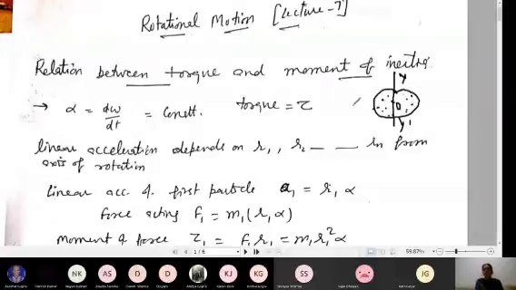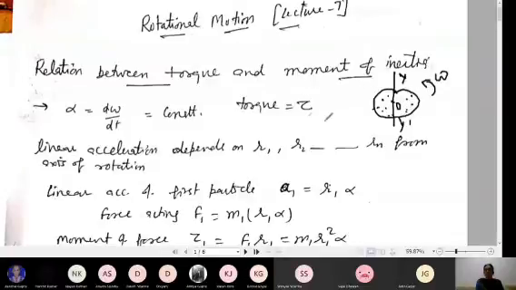Suppose m1, m2, m3 are the masses at perpendicular distances r1, r2, r3. I make the body rotate about this axis with angular velocity omega. V1, V2, V3 are the linear velocities given to the different particles. These are all my suppositions.